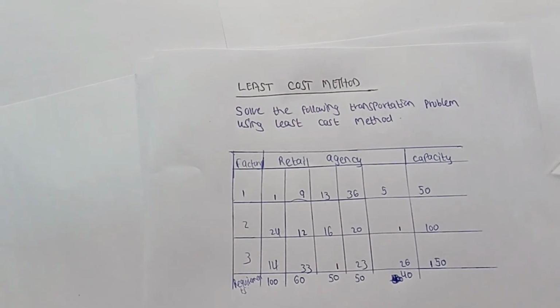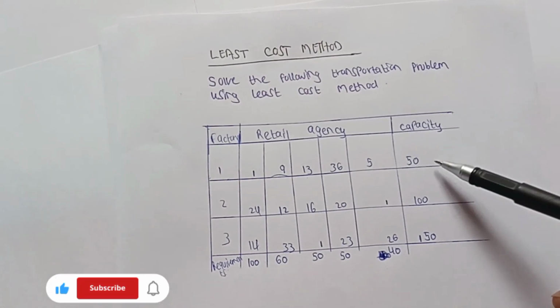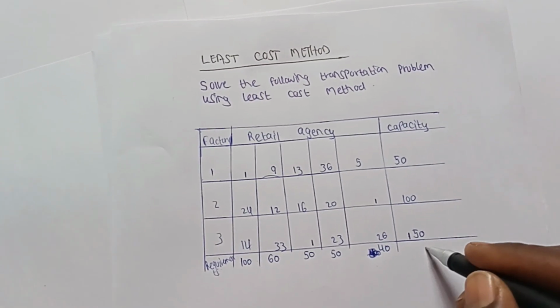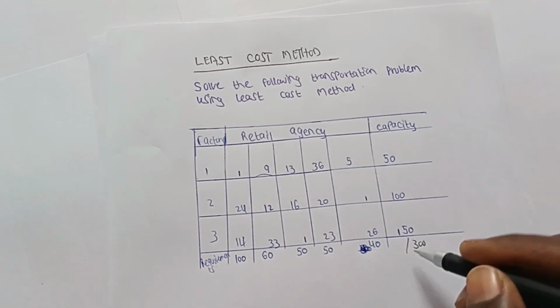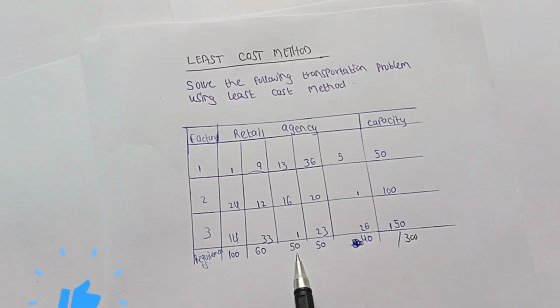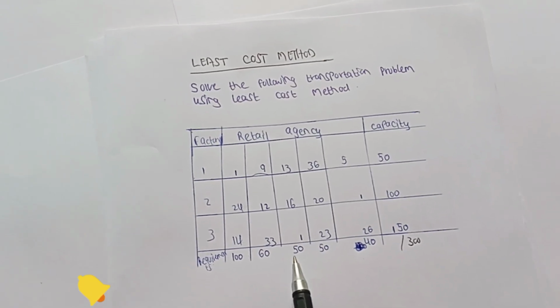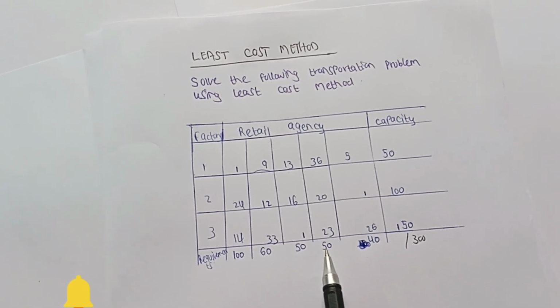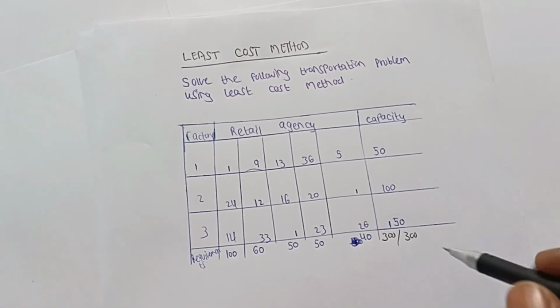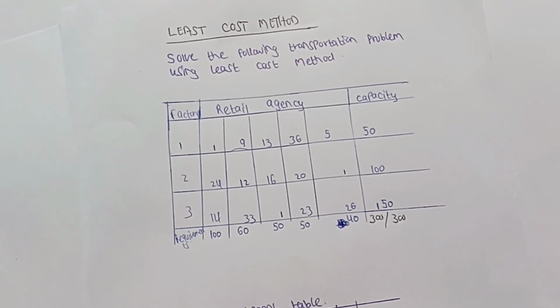by adding the capacity values, that is 50 plus 100 plus 150, which gives us 300. And on this side we have 100 plus 60 is 160, plus 50 is 210, plus 50 is 260, plus 40 is 300. So we can see that it's balanced. Now we can start working it out.